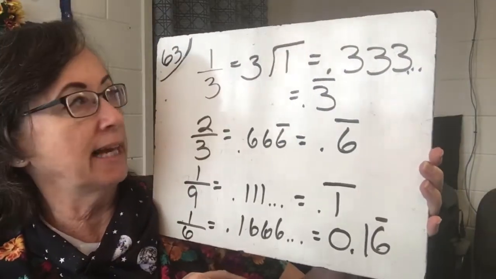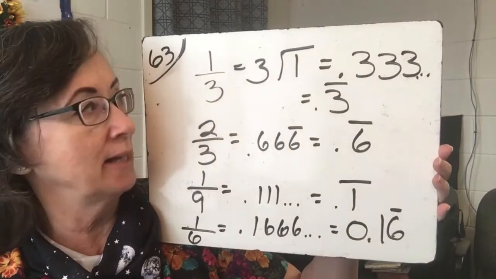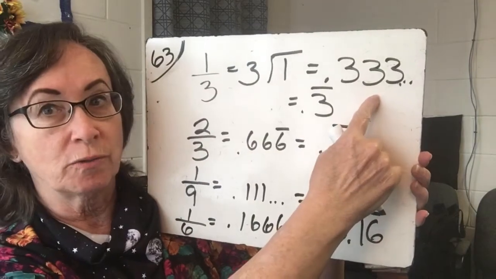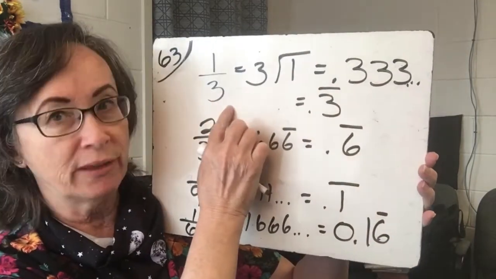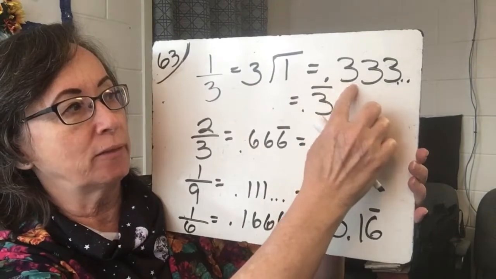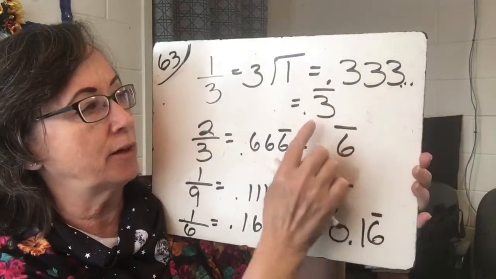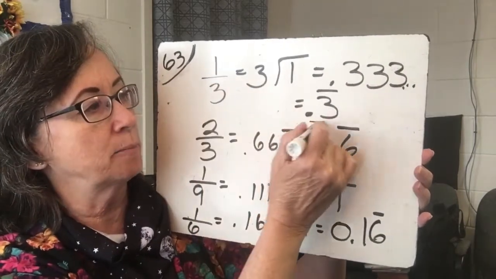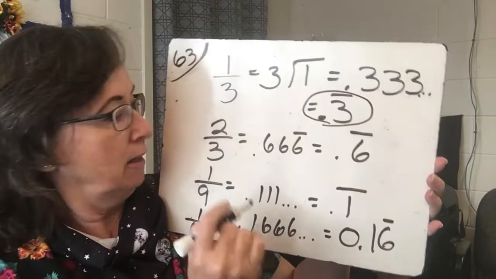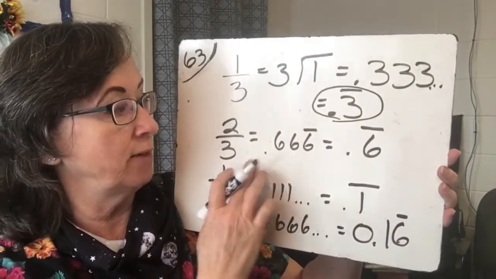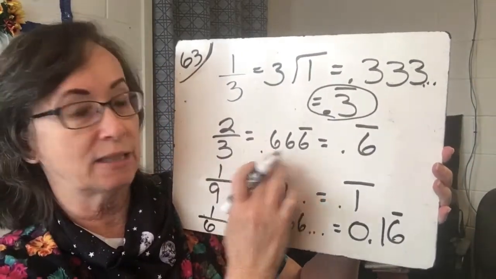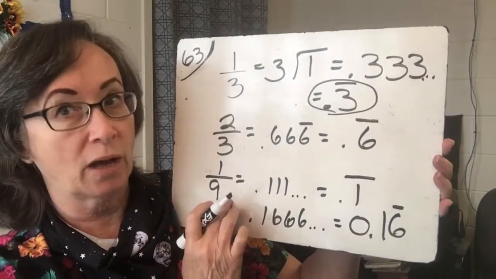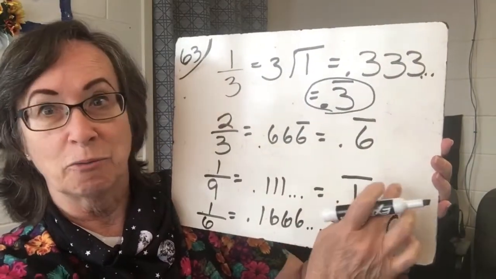Okay, this last little section is to be memorized. We're talking about fractions that turn into repeating decimals. So 1/3, when we divide 1 by 3, we get 0.333, and it continues to go on forever. So we just need to memorize that 1/3 is 0.3 repeating. We need to memorize that 2/3 is 0.6 repeating. We need to memorize that 1/9 will always be 0.1 repeating.